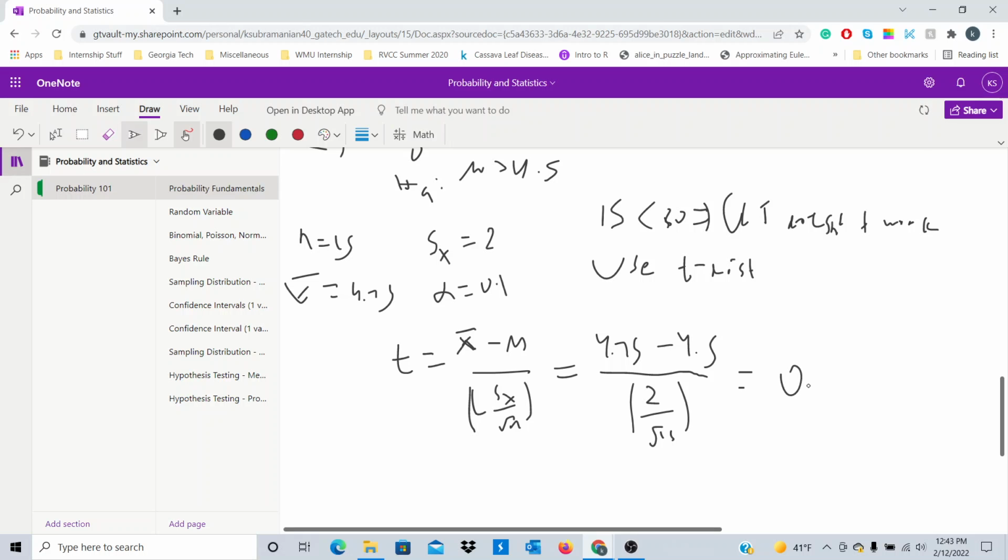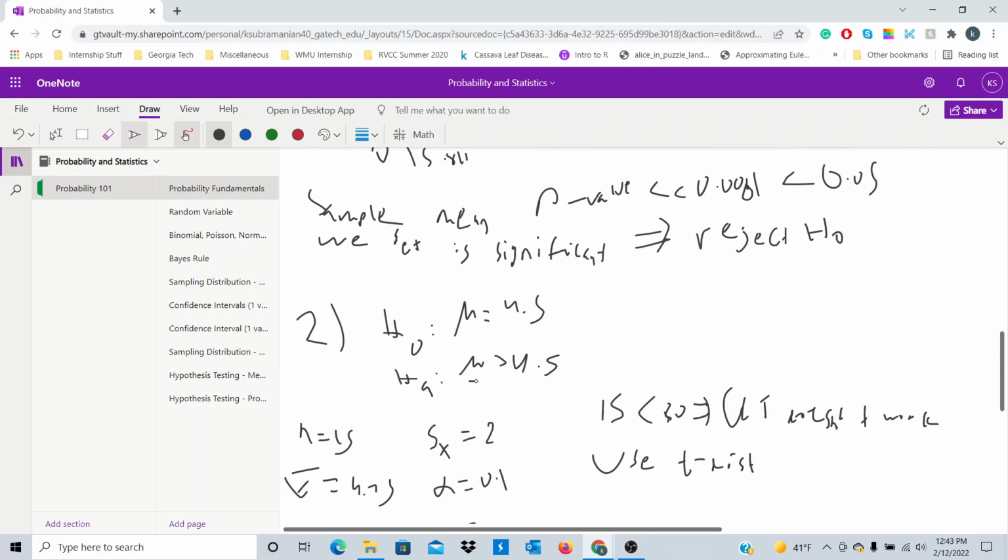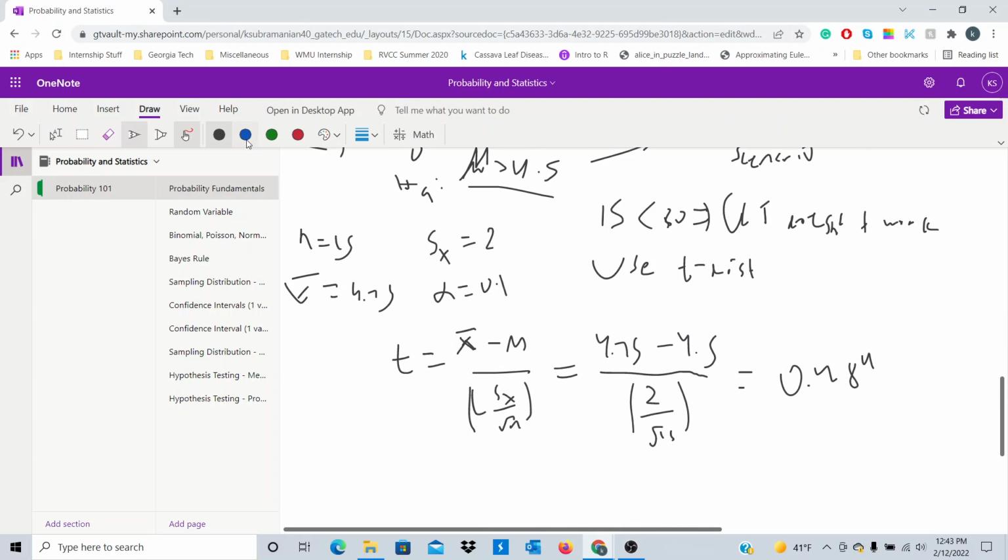It's going to be 0.484 approximately, right? So what we notice is that this alternative hypothesis is that mu is above 4.5, so we still have a one-tailed scenario. So we have this t distribution, and we're under the assumption that 4.5 is the mean, and our sample mean becomes 4.75.